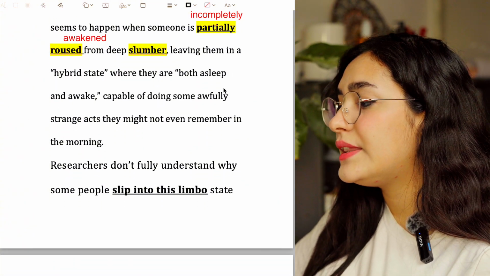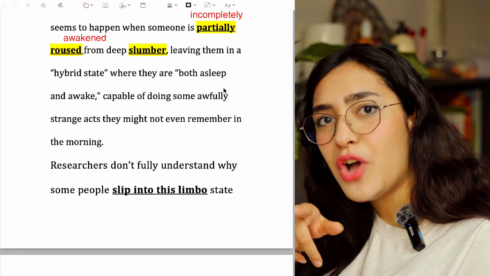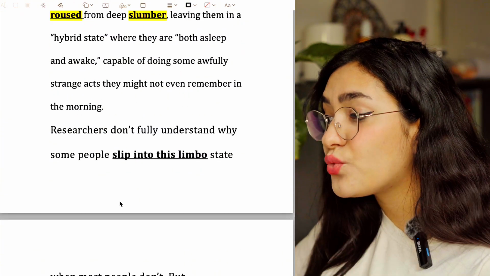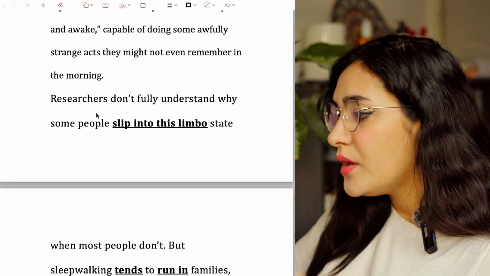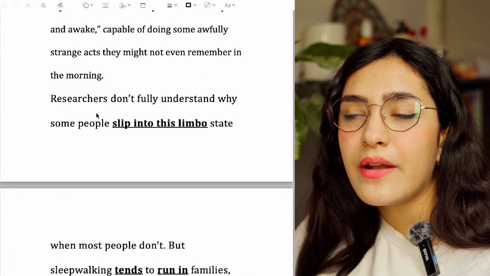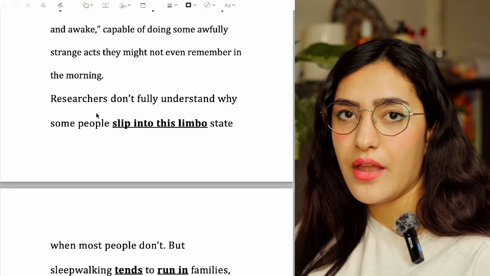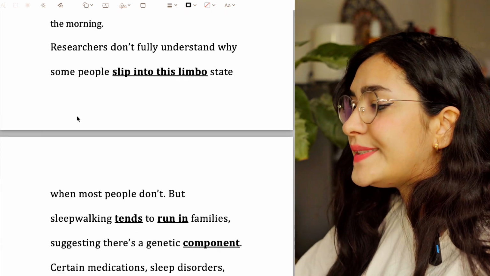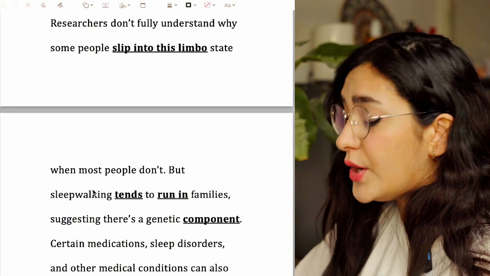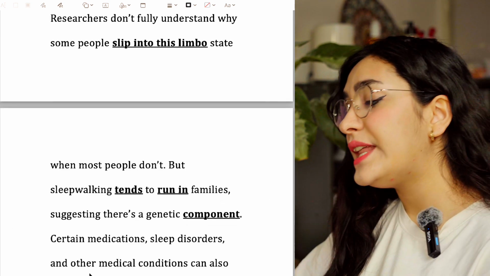So, they are left in a hybrid state, both asleep and awake at the same time. Really interesting. And they are capable of doing some awfully strange, odd acts. There is a possibility they might not even remember what they did last night in the morning. They might forget everything. Researchers don't fully understand why some people slip into this limbo state when most people don't. But sleepwalking tends to run in families, suggesting there is a genetic component.